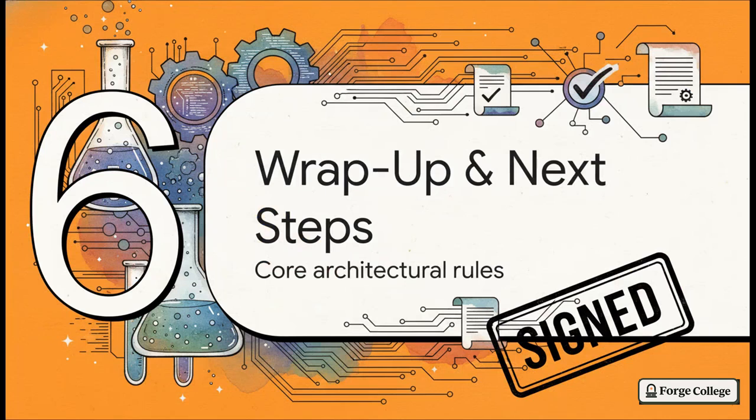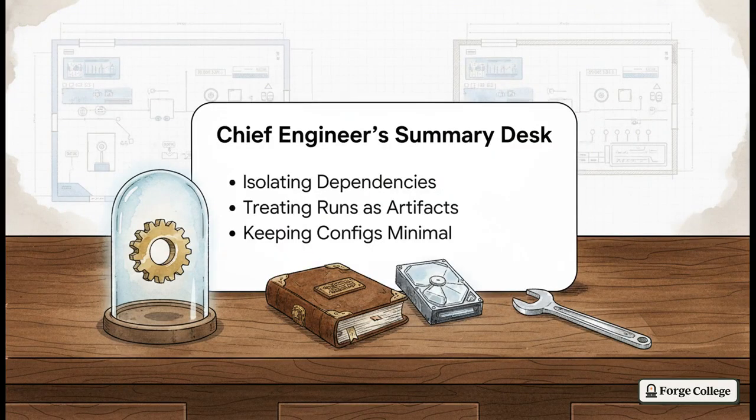Section 6. Wrap-up and next steps. Excellent! Our lab is officially fully functional. Let's sign off on this project and review our core architectural rules. As the chief engineer of your own workstation, your main takeaways today are threefold. First, always isolate your dependencies. Embrace the virtual environment, folks.